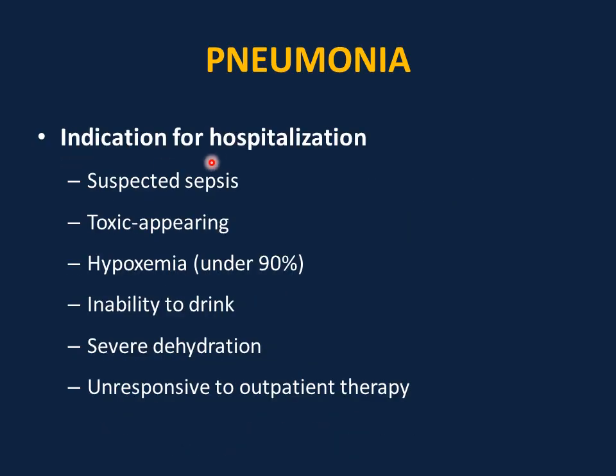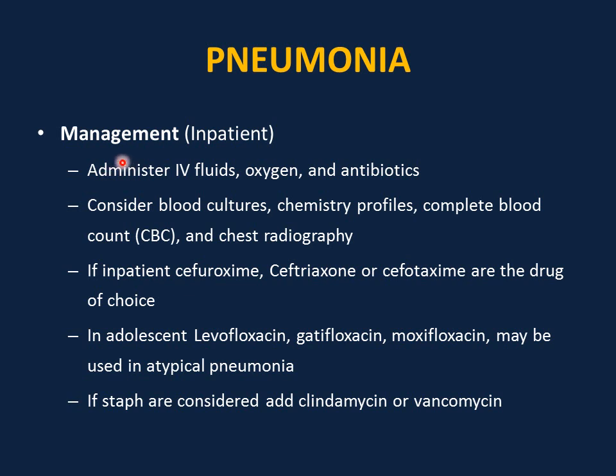When you should consider hospitalization for a child with pneumonia: suspected sepsis, toxic appearing, which can be a sign of empyema or severe pneumonia, hypoxemia requiring oxygen, inability to drink, severe dehydration, unresponsive to outpatient therapy or getting worse. Inpatient management of pneumonia: administer IV fluid, oxygen and antibiotics. Consider blood culture, chemistry profiles, complete blood count and chest radiography.